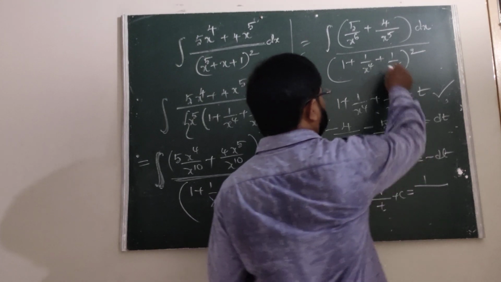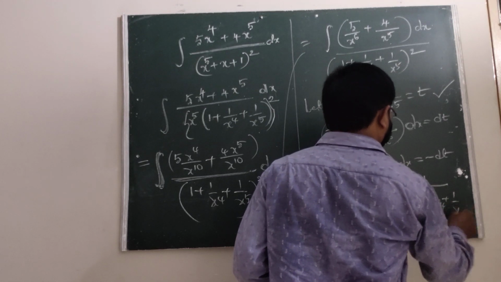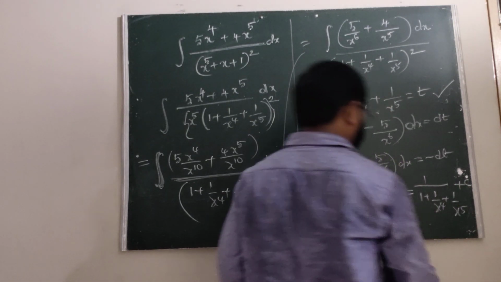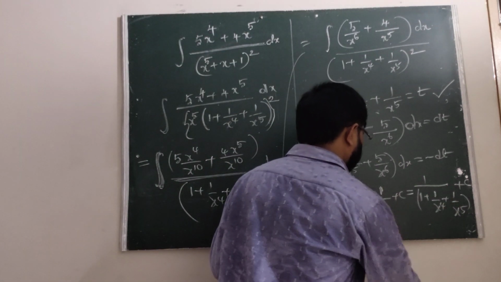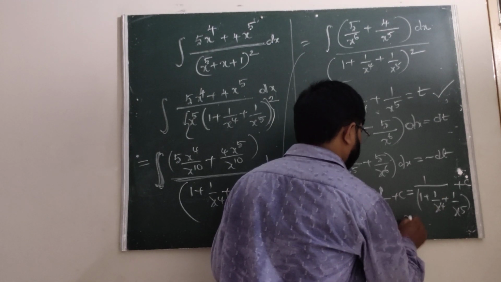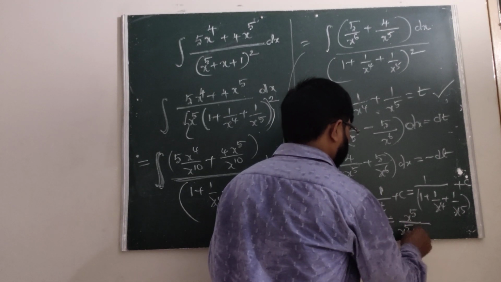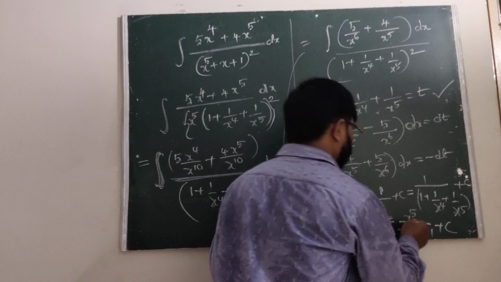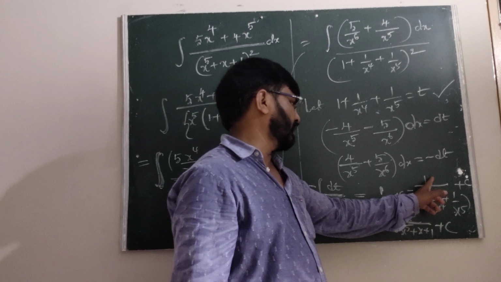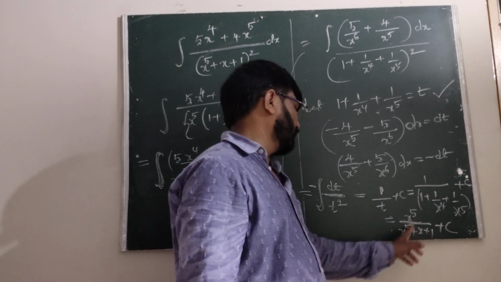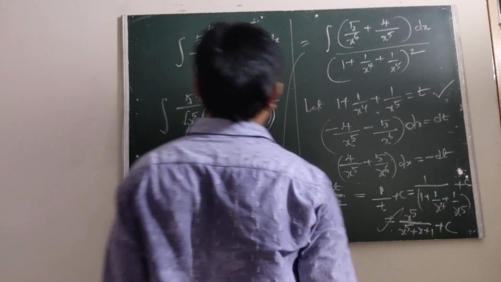1 upon, what is the t here? The t is 1 plus 1 by x^4 plus 1 by x^5. Finally, you can take the LCM as x^5. The LCM is sending to the numerator. x^5 into 1 is x^5, 4 times cancel gives x, plus 1, plus c. This is the answer. This is the solution. Is it clear how to write this one?